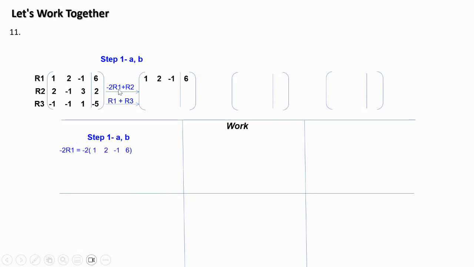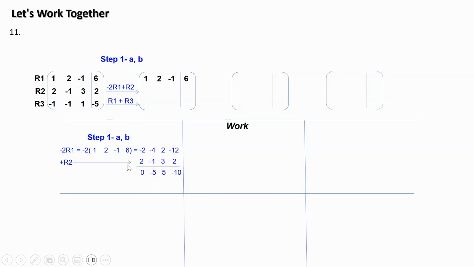So negative 2 row 1 plus row 2 will give us negative 2, negative 4, 2, and negative 12. We multiply negative 2 times row 1 and add it to row 2. So all we do is bring it over. This is row 2, the 2, negative 1, 3, 2. We add them.